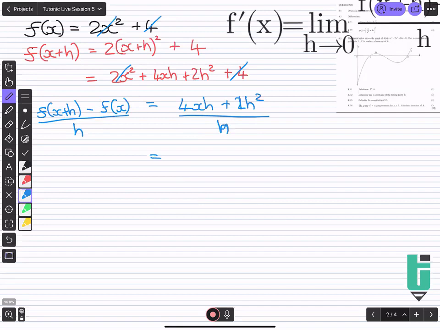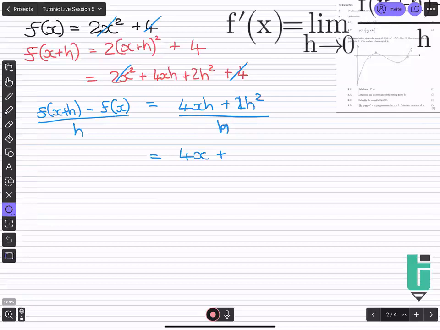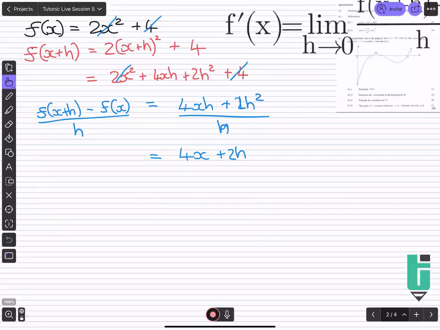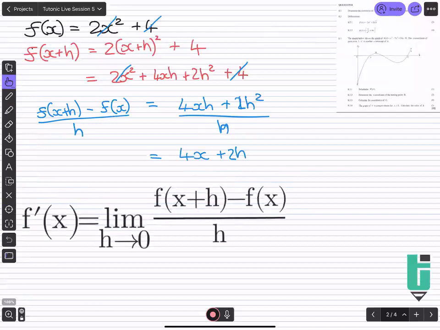How can we quickly divide out? 4x plus 2h. You take out h as a common factor. Yeah, or if you have one term in the denominator, you can just divide out. Plus 2h. Okay? So do you guys see we've simplified this whole thing here? Like this is just that. So do you guys see it's much easier now to just sub that into here? Do you guys see that?